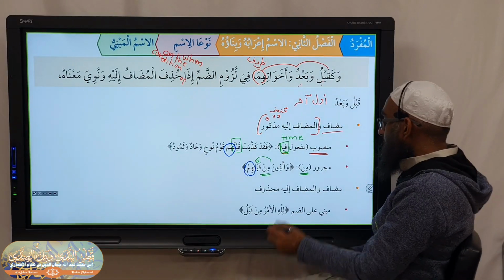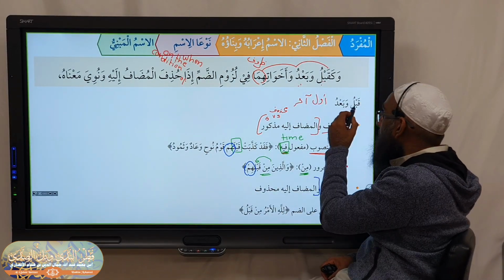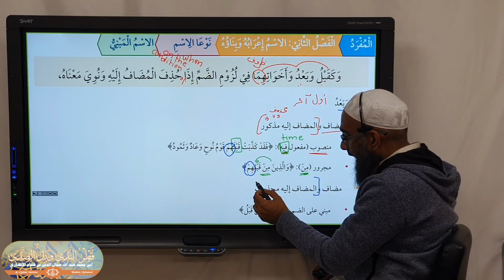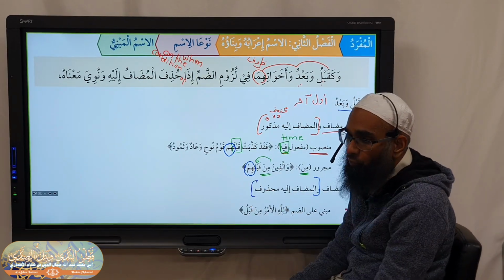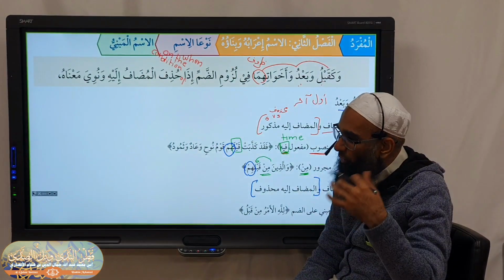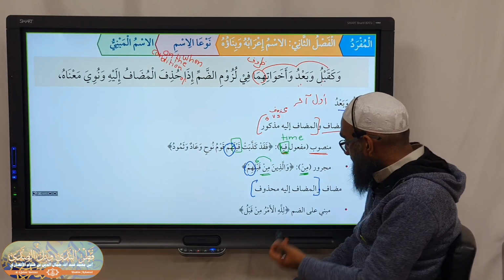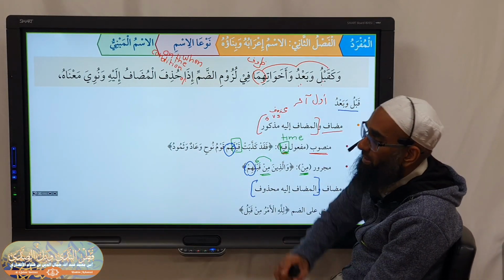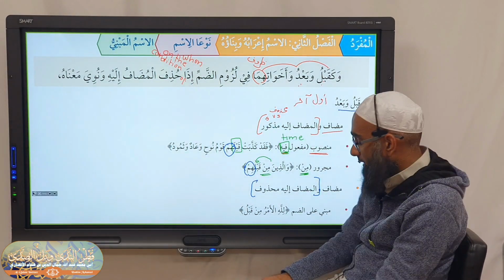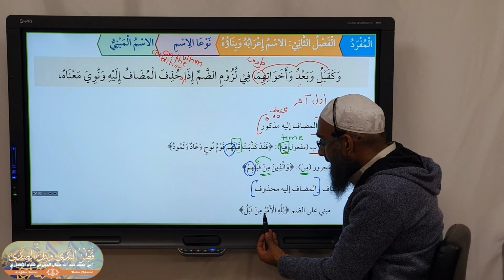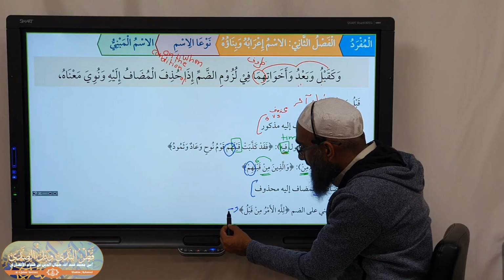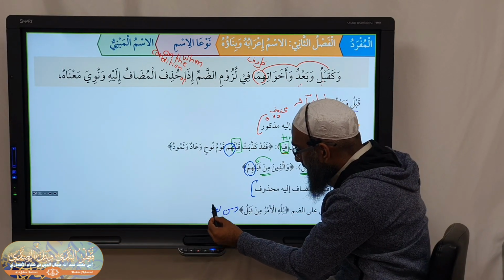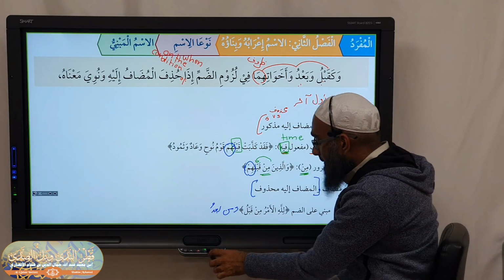However, if the word qablu and ba'du are mudhaf, and the mudhaf ilayh is mahdhoof, and you know what it is, then it becomes mabni ala dham, as he's mentioning in the matn, in Qatr An-Nada. He says, Lillahi al-amru min qablu wa min ba'du. What's happening here?